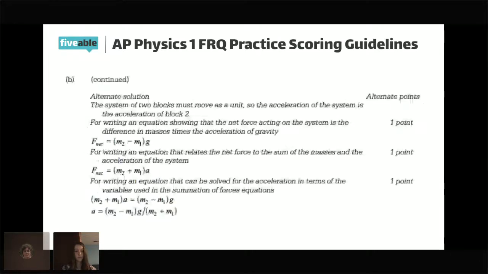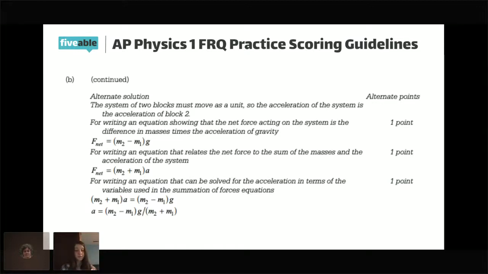This is an alternate solution. I don't really like this kind of solution where they use net force in the system, because this kind of solution only works if the pulleys are massless, and that's not always going to be the case in your future. It probably is for Physics 1, but it's good to get into the habit of solving Newton's second law for both blocks, because that will always work, whereas this won't always work.